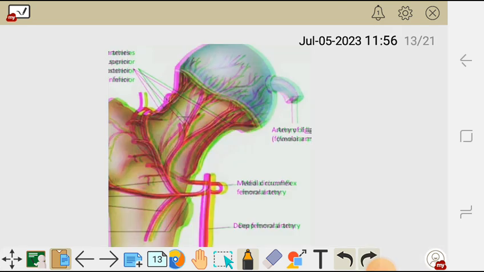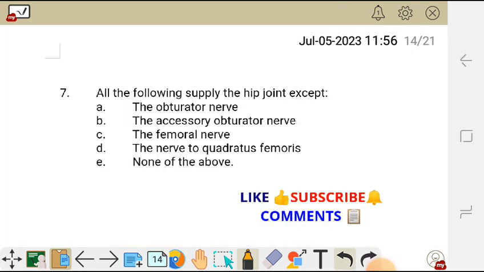Move on to question 7. Question 7. All the following supply the hip joint except: A, the obturator nerve, B, the accessory obturator nerve, C, the femoral nerve, D, the nerve to quadratus femoris, and E, none of the above. Okay, so on this question here, all of these are going to supply the hip joint. Except which one? Except none.